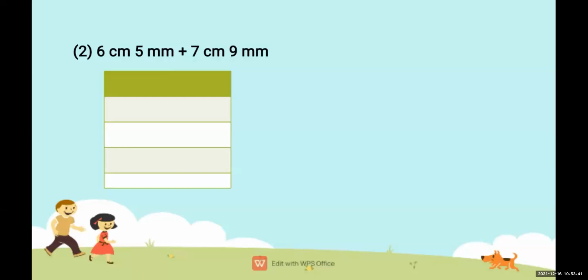Now the second question is 6 centimeter 5 millimeter plus 7 centimeter 9 millimeter. Chalo, now you will start solving. After that, I'll unmute anyone. Quickly, I have given you 2 minutes for completing this sum.